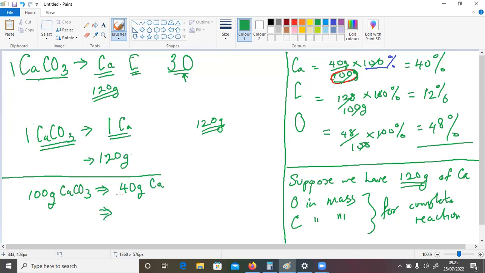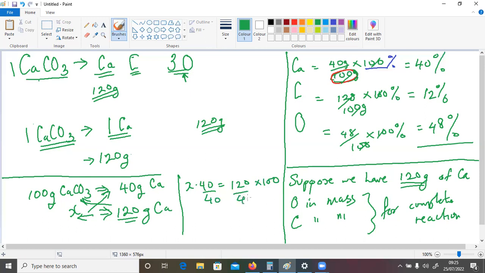So if I have 120 grams of calcium, how much is the calcium carbonate which would contain 120 grams? This one would be an X here. Then I will cross multiply the same way I've just been doing previously, and this will give me X multiplied by 40 is equal to 120 times 100. Then divide by 40, and I get my X is equal to 100 grams.